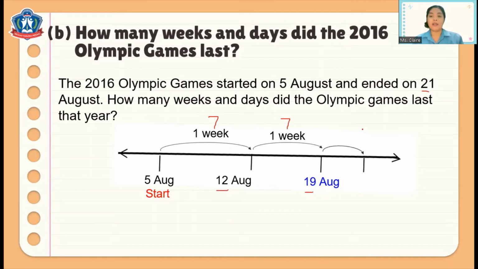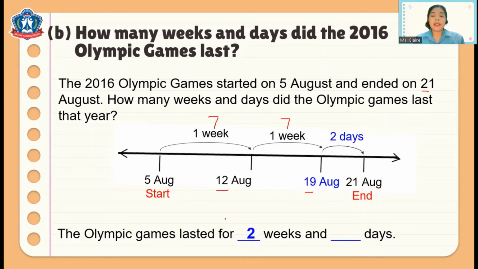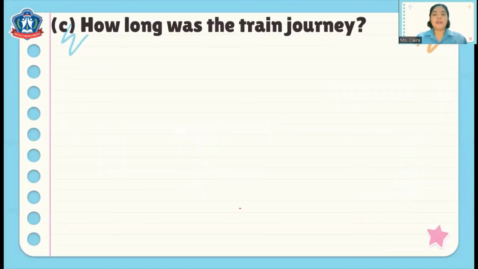So it's already more than. It means we only add how many days from 19 to 21? 2 days only. Therefore, we have 7 days, and 7 days, and 2 days, or 2 weeks and 2 days. Therefore, the Olympic Games lasted for 2 weeks and 2 days, or 7 days, 14 days, and 2 days, that is 16 days. Let's continue.